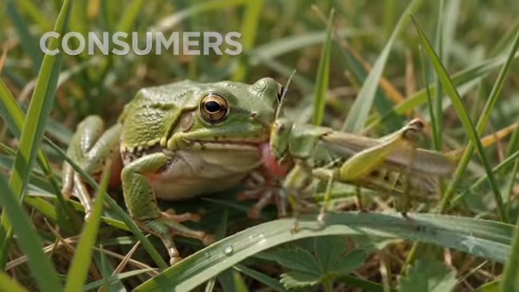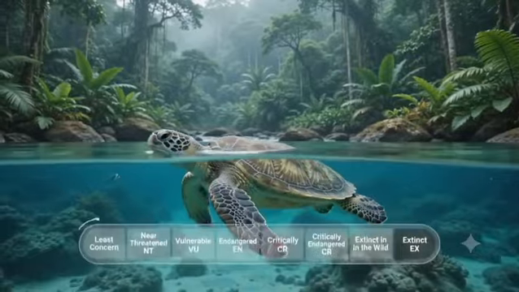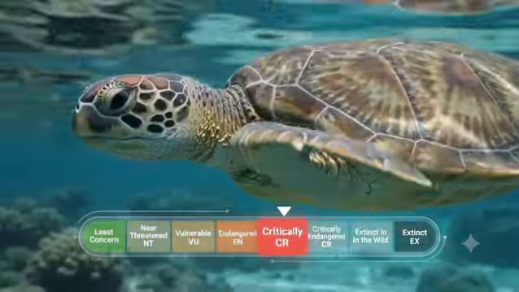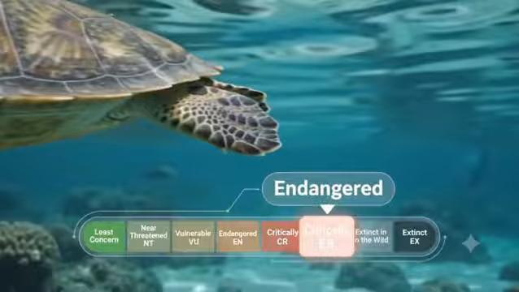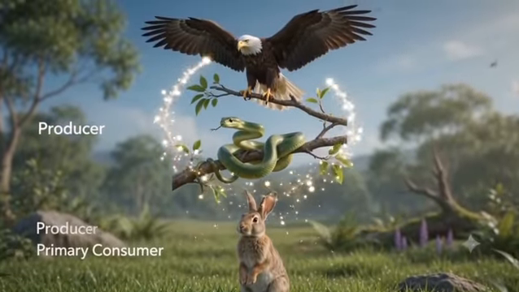Consumers obtain energy by eating plants or other organisms. The IUCN Red List assesses species according to their risk of extinction. Each feeding position in a food chain is called a trophic level.